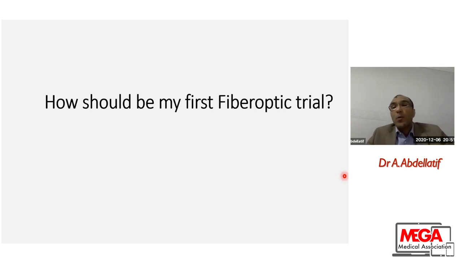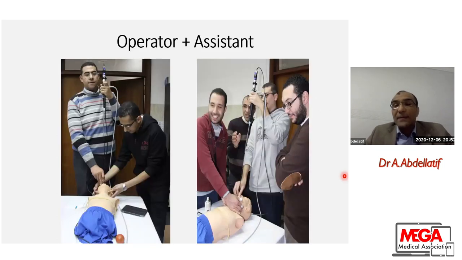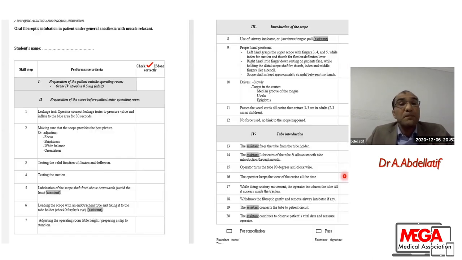How should my first fiber optic trial be if I don't have any experience? It should be on a mannequin. Of course, I have to be familiar with the device, and I have to go nasal and oral routes many times until I feel confident that I know the checklist very well, and I know the directions: left, right, up, down, and I'm not touching mucosa, maybe 10, 15 times on the mannequin first. And this checklist we are using in our workshop was done for oral fiber optic intubation in a patient under general anesthesia with muscle relaxant.